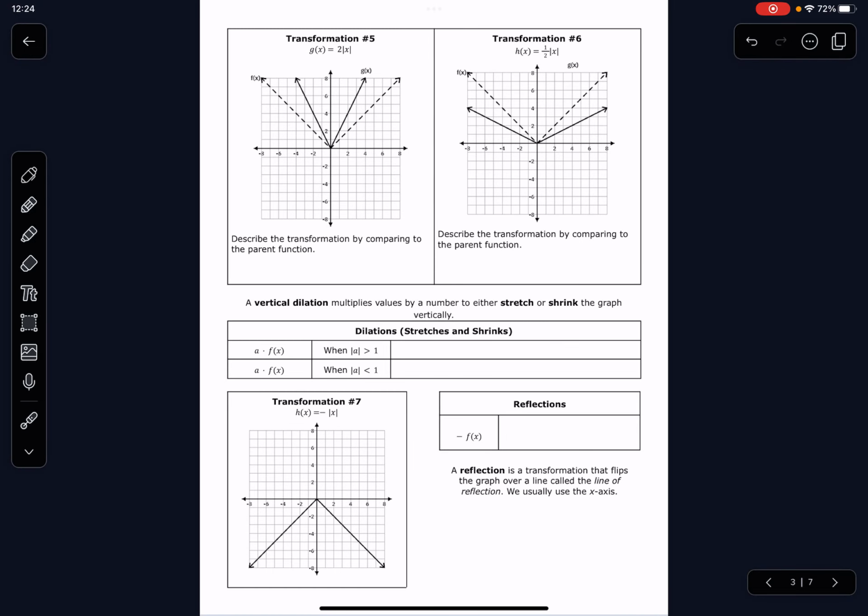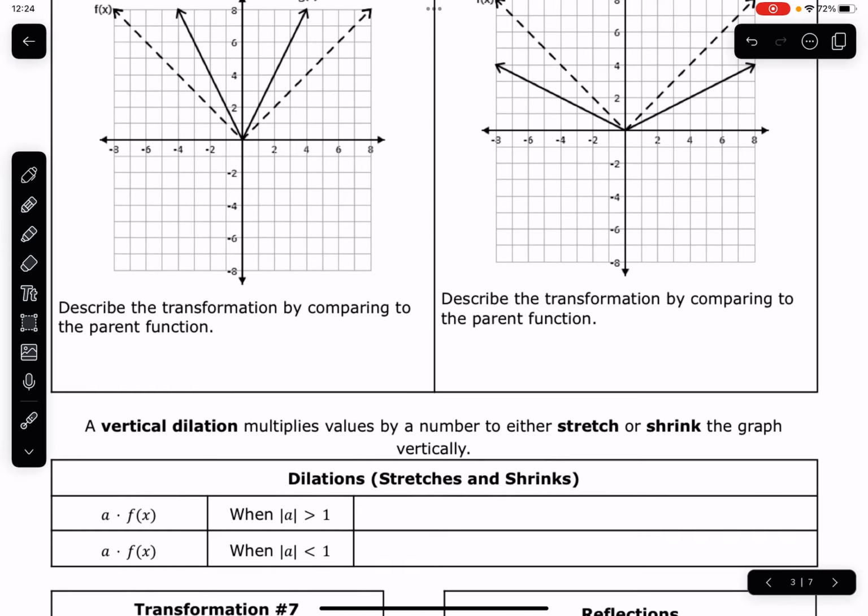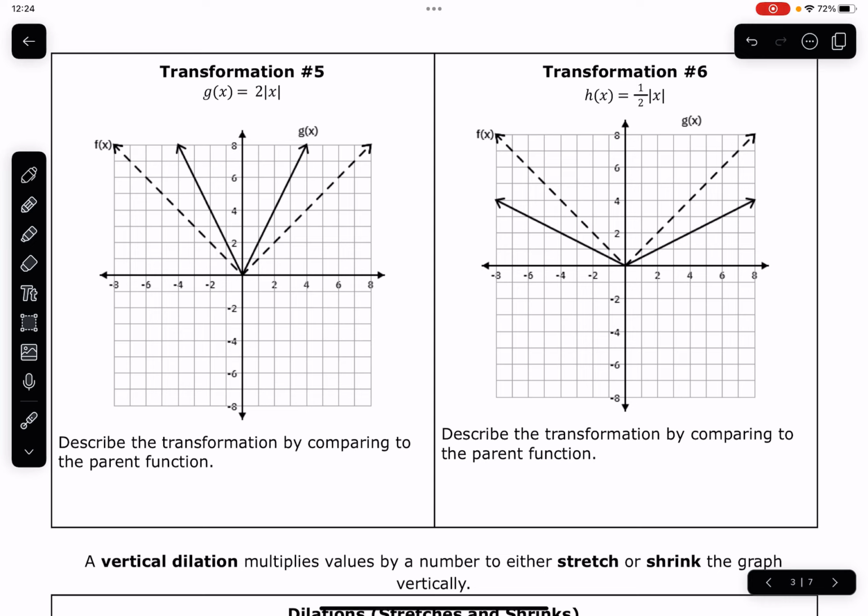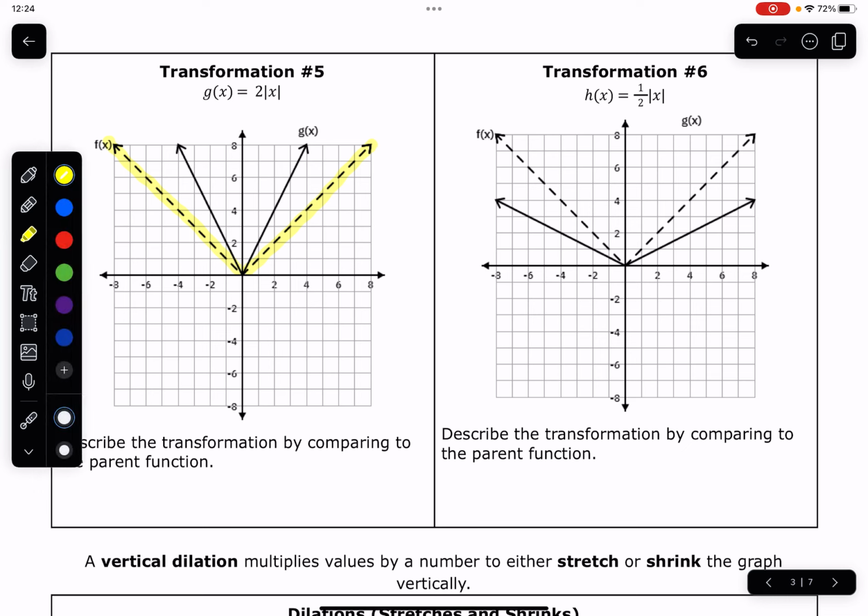Now let's discuss vertical dilations. So for vertical dilation, we could do one of two things. We can make it closer. Again, let me highlight the parent function. This is the parent function f of x. And this is the transformation g of x. Okay, that's this one right here.